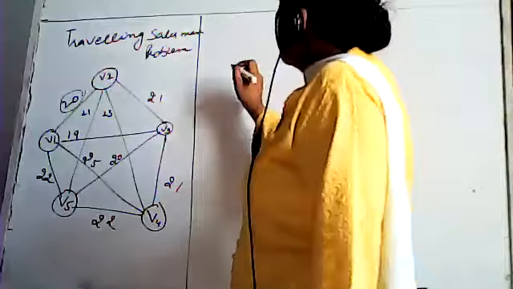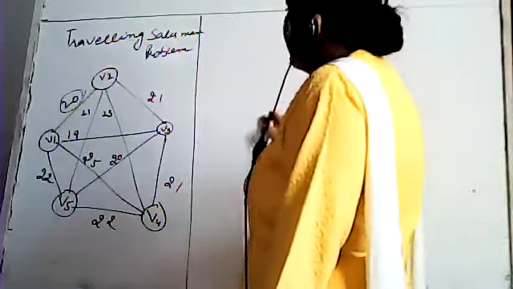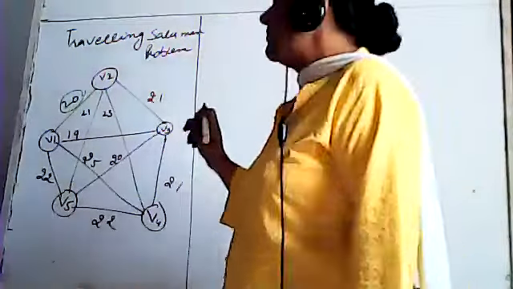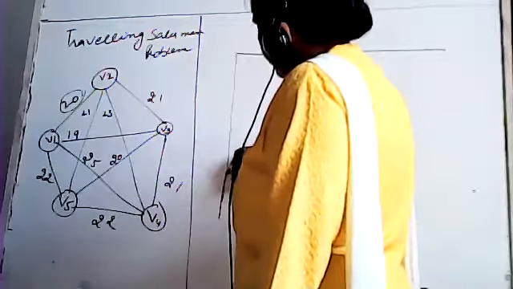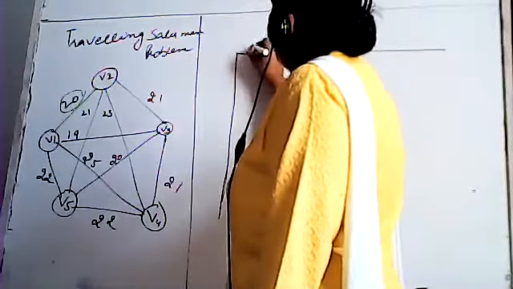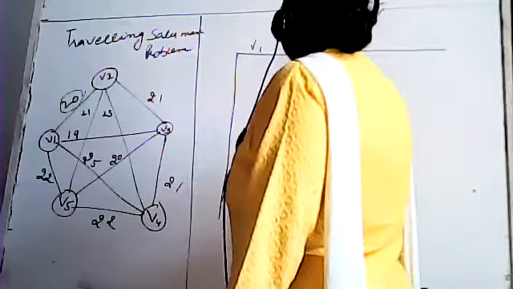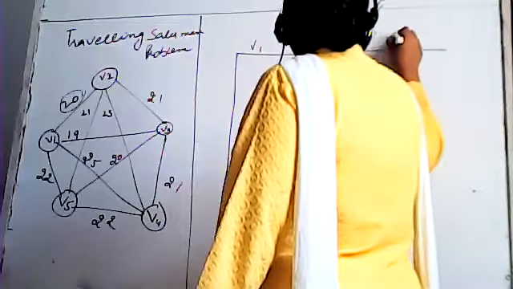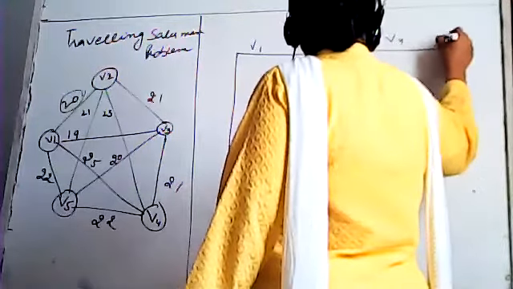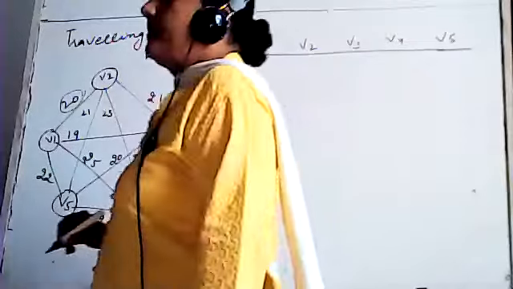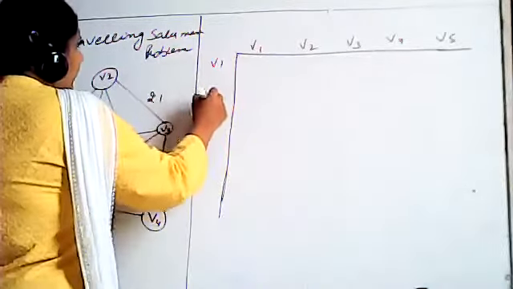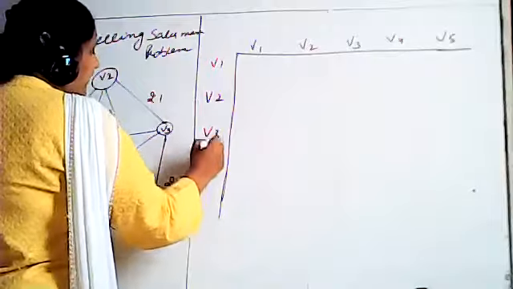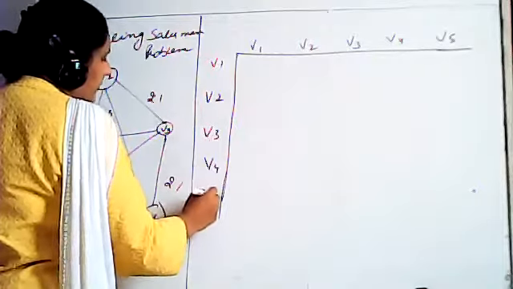Now, let's do it in a similar manner. Like we did in Prim's, we will do the same tabulation chart here. You have to draw V1, V2, V3, V4, and V5. Here again, V1, V2, V3, V4, and V5.